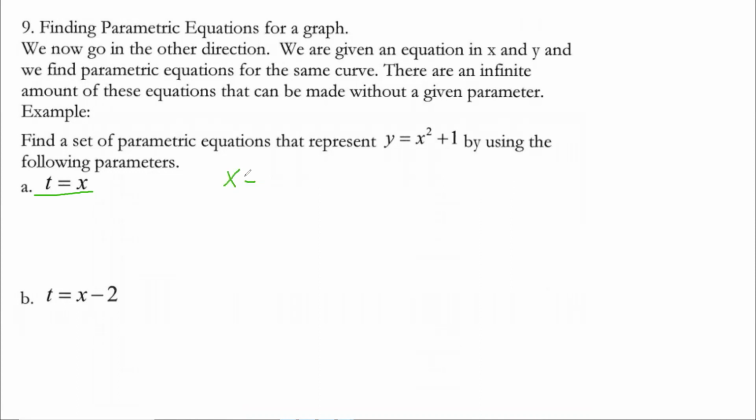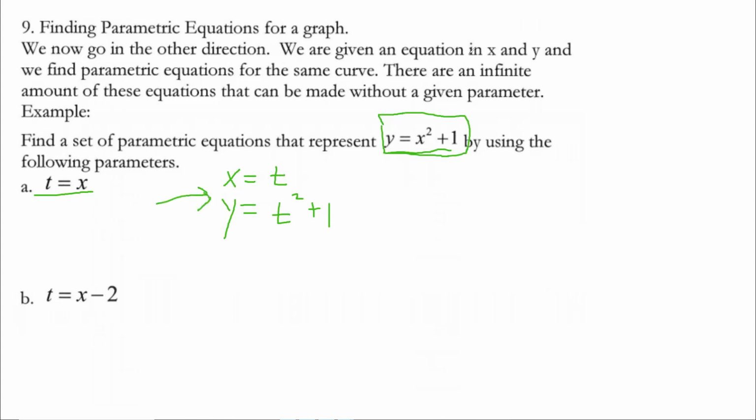So for A, if we just let x equal t, now there's only one way to have y be the second part of the parametric equation. If x equals t, we're just substituting t in for x. This set of parametric equations would represent this equation, but the one I have boxed in green is just in terms of two variables. Now this would be the parametric equations in terms of t.